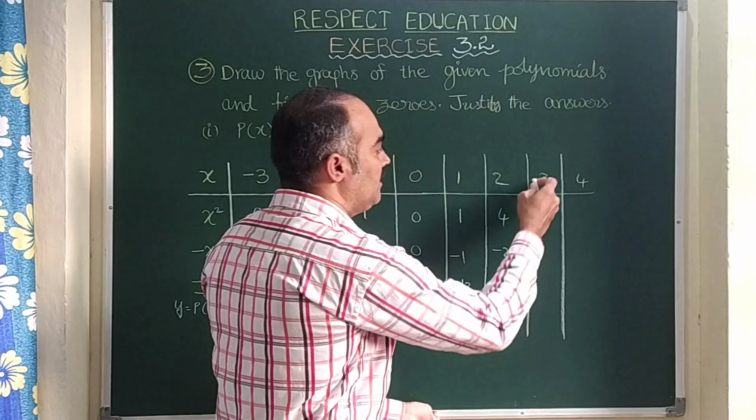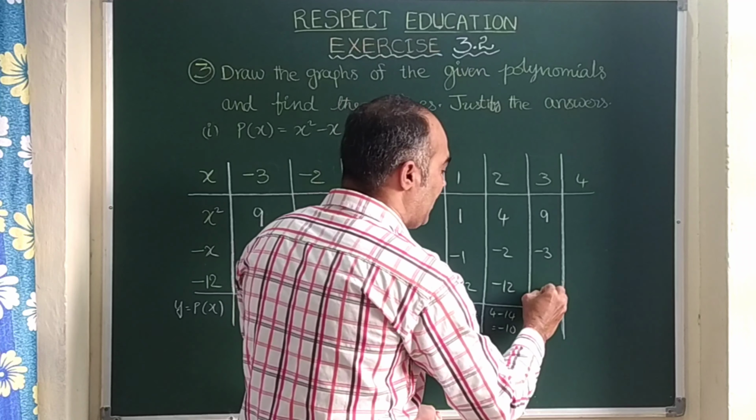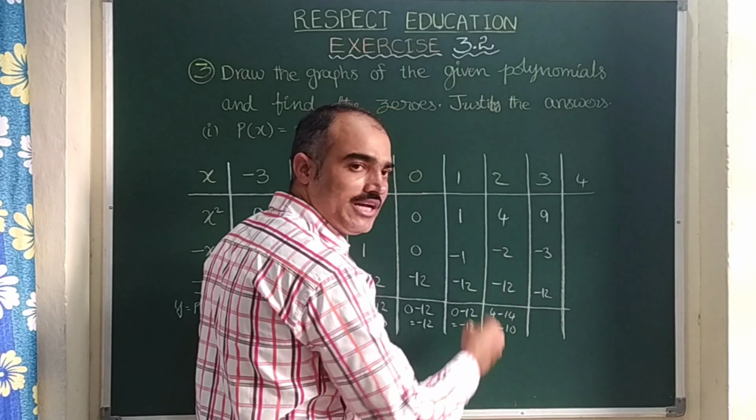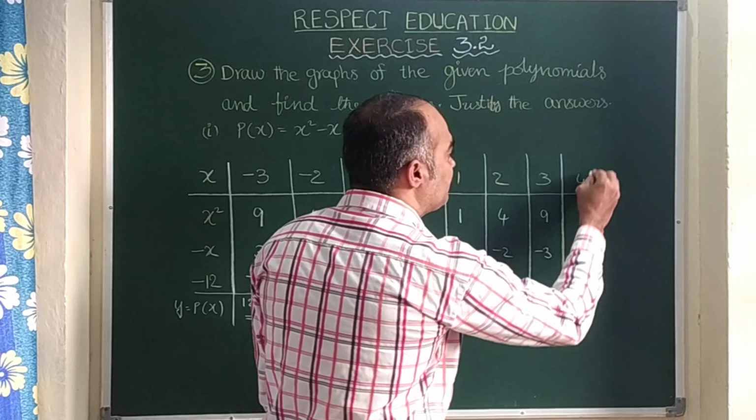Now here the next value, 3. 3 square is 9. This is minus x, which means minus 3. This is minus 12 as it is. So here 9 minus 3 minus 12 is minus 15. So 9 minus 15 is minus 6.